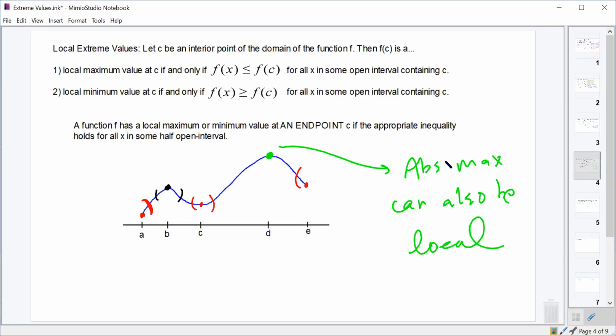Everybody good? Everybody up to speed on local, absolute, maxima, minima, and what they are? And if you looked at a graph, you could see what they looked like at least. Figure out what they were based on a graph, I hope. Yes, no, maybe, yes? Oh, good. Wait, so an absolute extreme value is just for the whole domain of the function. That's correct. That is correct.